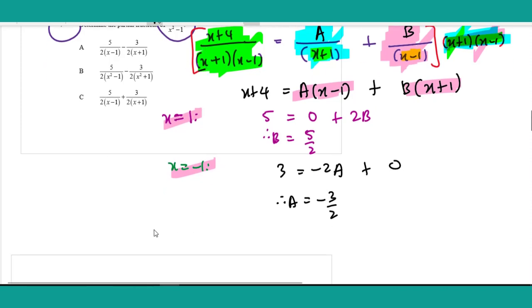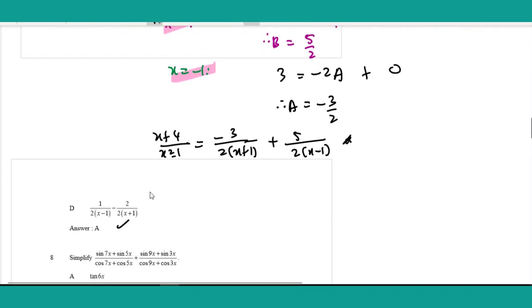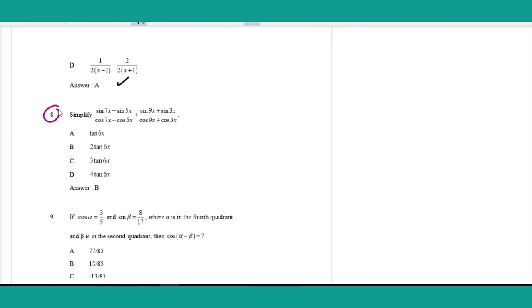Then rewrite x plus 4 over x squared minus 1 is equal to a, where a is -3 over 2(x plus 1), plus b, 5 over 2(x minus 1). And check the answer. This one is 5 over 2(x minus 1). Is this one plus? Plus. So the answer is a. Yes, the answer is a. Okay, number 8.